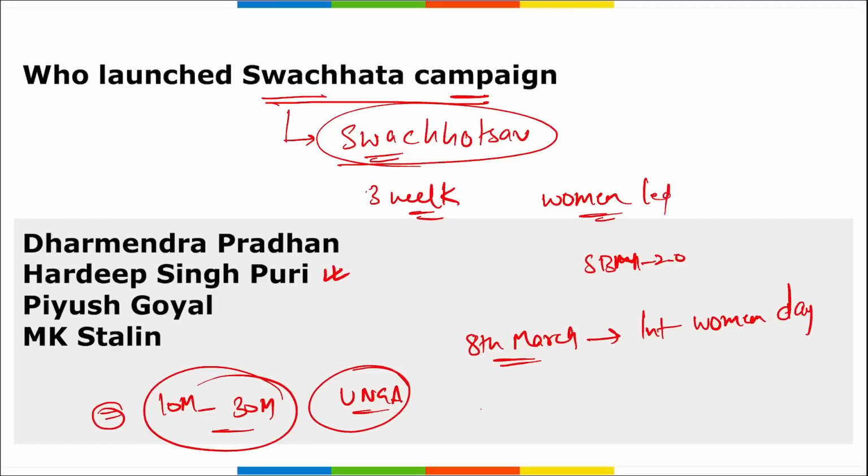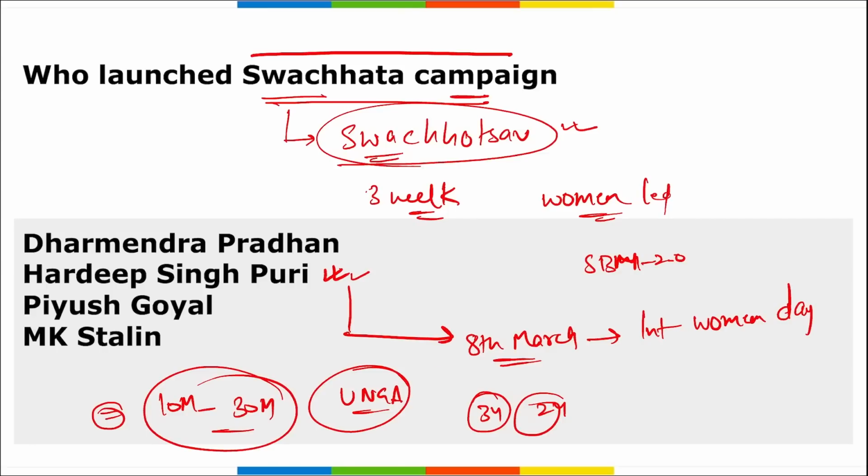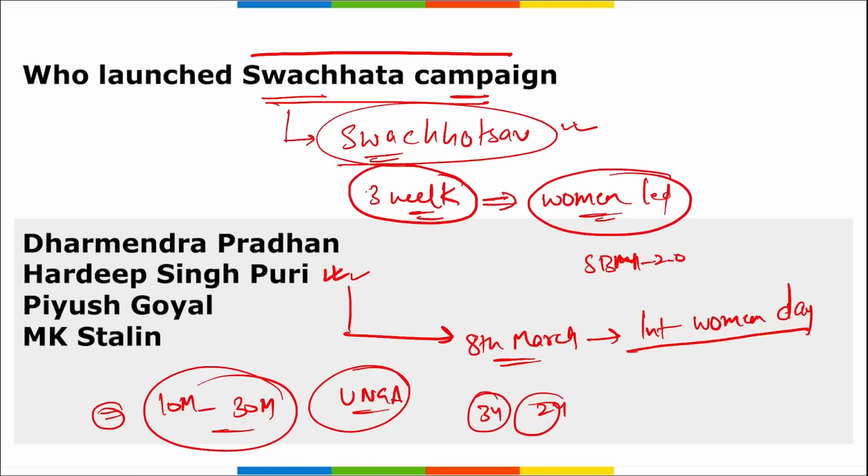Apart from this, 34 representatives from 24 various states will be traveling in 24 states and union territories as a part of this yatra. Various self-help groups and various women will be taking part in this particular yatra. So coming back, this Swachhta campaign, that is Swachhotsav, was launched by Hardeep Singh Puri. It was launched on 8th of March, that is International Women's Day. It is a 3-week campaign that has been led by women. Alright, next.